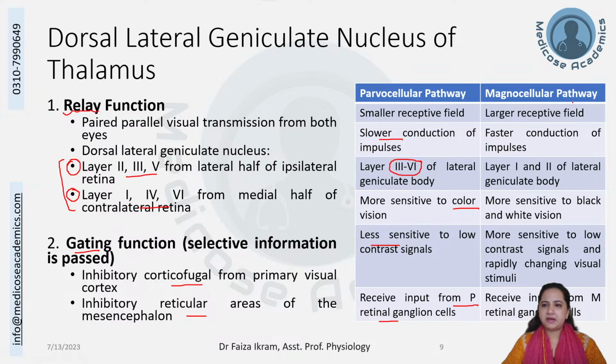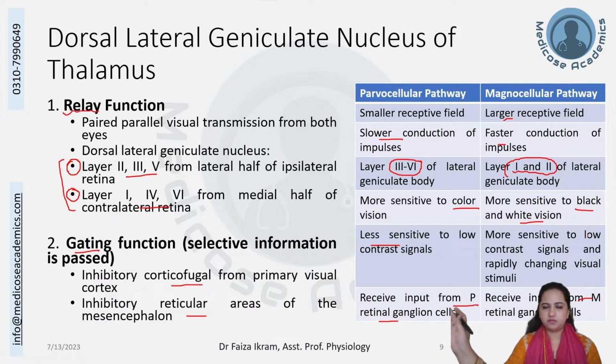Whereas magnocellular pathway is going to relay the message at layer 1 and 2 of lateral geniculate body. It has more sensitivity, faster conduction, involved with black and white vision, and they are going to receive input from the M-type retinal ganglion cells. So the same characteristics are carried forward from the ganglion cells to the lateral geniculate body, and the same will be carried to the visual cortex, and the pathway will be demarcated as parvocellular and magnocellular pathway.